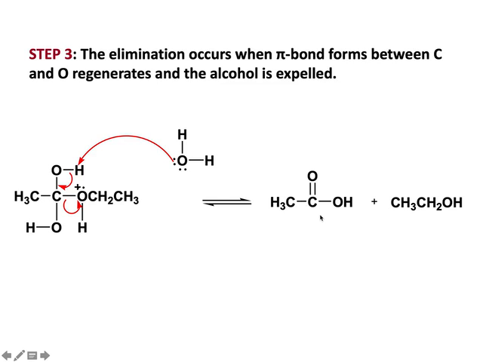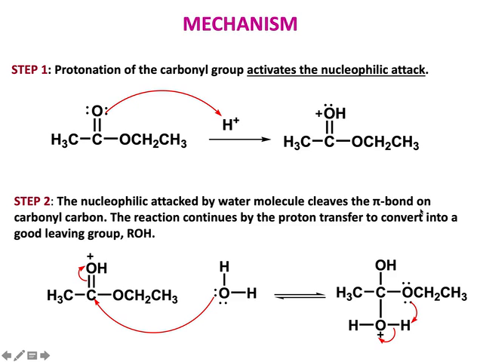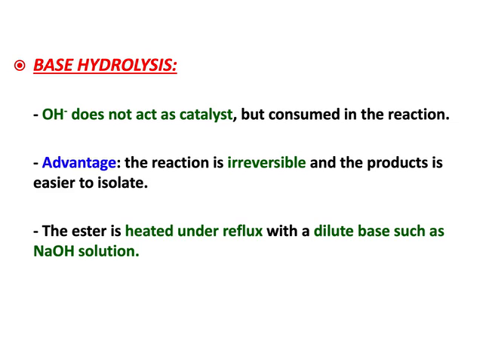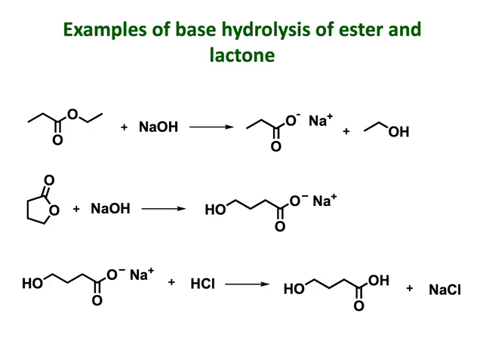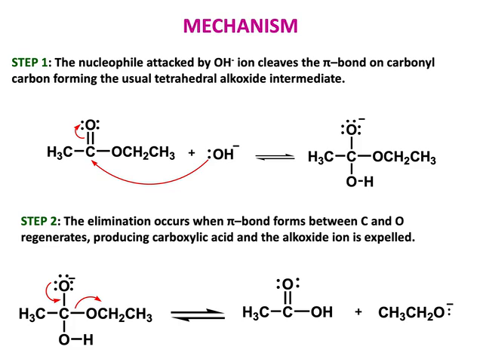Okay, this one becomes carboxylic acid and alcohol. This is the mechanism for the reaction of hydrolysis. So base hydrolysis, this one is for base. Nucleophile attack by OH minus. It's different from the acidic. In acidic, we need to make the C double bond O more electrophilic, so the nucleophile can easily attack.